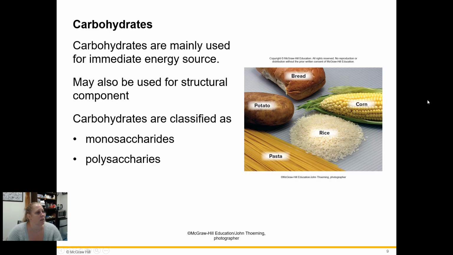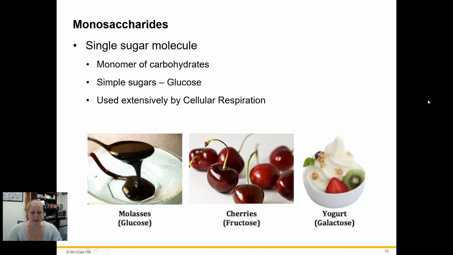Okay, so let's talk about our monosaccharides. Again, mono means one, and saccharide means sugar. And so these are your simple sugars, your single sugars, okay? These are going to be used extensively by cellular respiration. Specifically, glucose is the one we talk about the most. And so we're going to talk about glucose in Unit 2 and how it is made and how it is broken down. But we use these simple sugars as a really quick energy source.